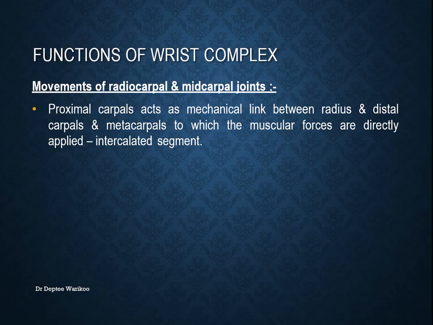Now starting off the functions of the wrist complex. First we will be discussing the movements of the radiocarpal and midcarpal joints. Motions in the radiocarpal and midcarpal joints are caused by a rather unique combination of active muscular and passive ligamentous and joint reaction forces. Although there are abundant passive forces on the proximal carpal row, as we have discussed earlier, no muscular forces are applied directly to the articular bones of the proximal row. The proximal carpals, therefore, are effectively a mechanical link between the radius and the distal carpals and the metacarpals, to which the muscular forces are actually applied.